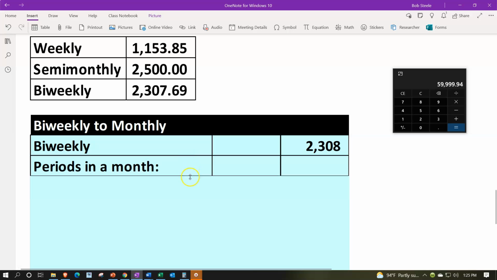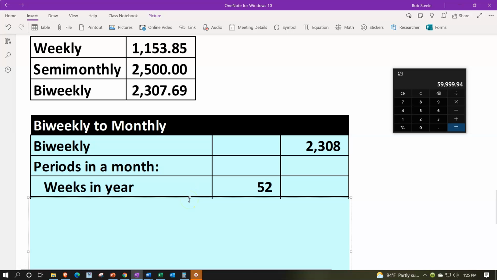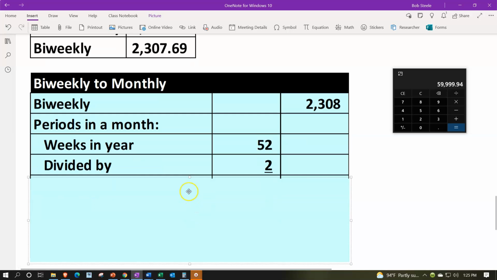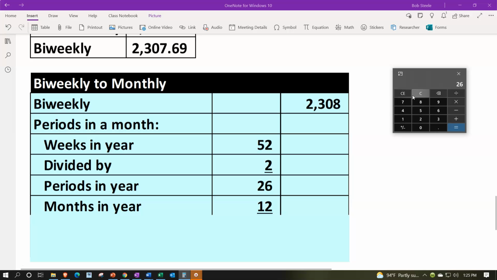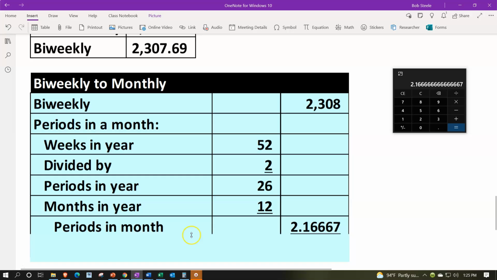We could say the bi-weekly is about 2,308, more accurately 2,307.69. We could take the weeks in a year, which are 52, and divide that by 2. That would give us 26 pay periods. And then we could just take that, which we did last time, and divide it by 12. So if there are 26 pay periods divided by 12, the periods in a month are about 2.1667.